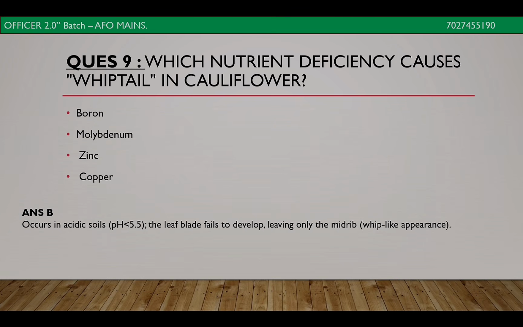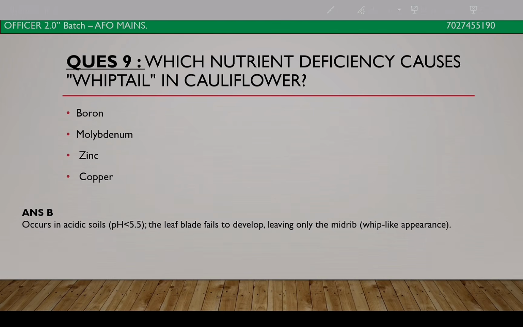This is the most asked easy question in different entrance exams. Whitetail disorder in cauliflower is due to deficiency of what? Molybdenum, and it generally occurs in acidic soil.